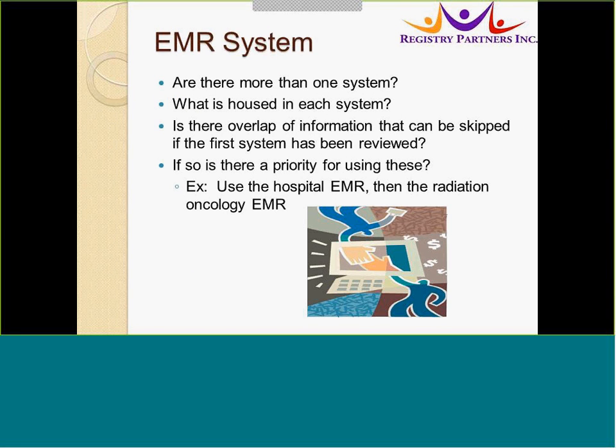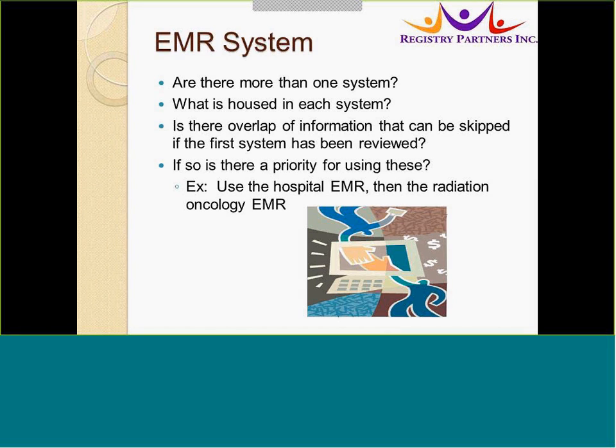The EMR system. Do you have more than one? If so, which one is the most important to review first? What is housed in each system? Knowing which system has which information can help you abstract more efficiently by reviewing that system first. Is there overlap of information between these systems that can be skipped in the second system if the first system has already been reviewed?